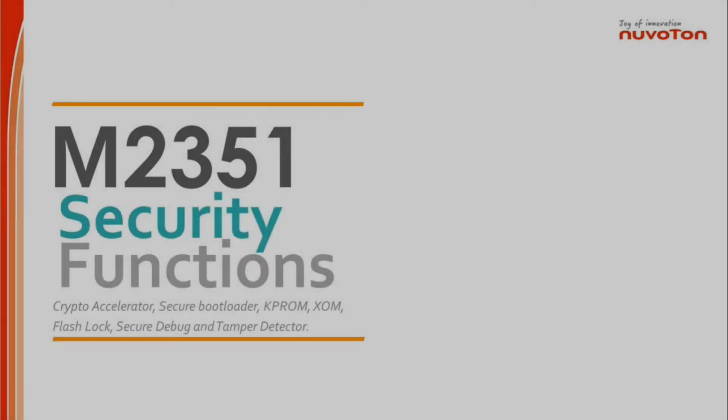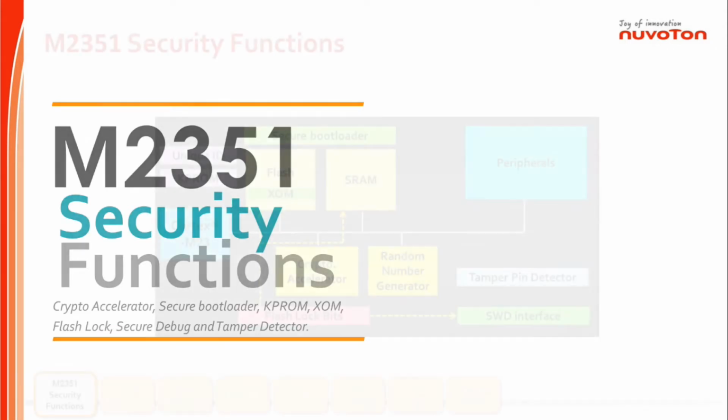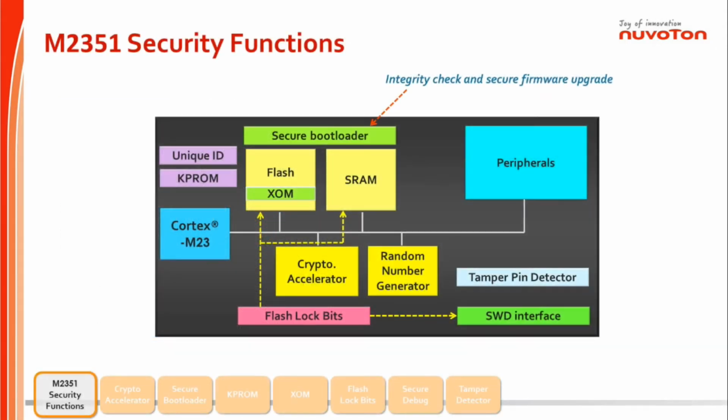In addition to Trust Zone, the M2351 is equipped with some functions to improve system security. These functions include Secure Bootloader, which can verify firmware integrity and support firmware update. The unique ID can be used for device identification by software. The Crypto Accelerator supports encryption and decryption operations to offload processor computing power.